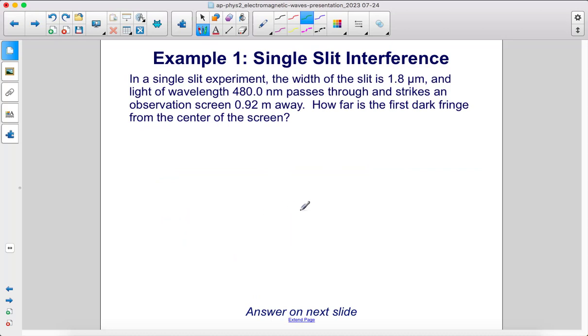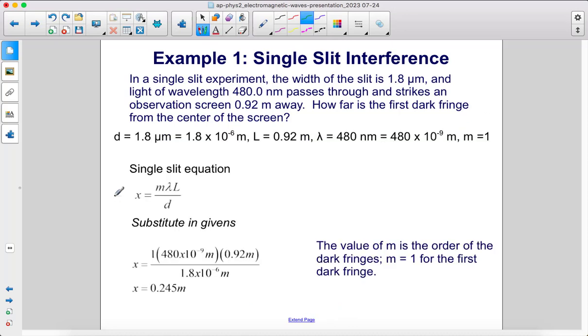In a single slit experiment, the width of the slit is 1.8 micrometers, and light of wavelength 480 nanometers passes through and strikes an observation screen 0.92 meters away. How far is the first dark fringe from the center of the screen? Since this equation is not on the AP Physics 2 equation sheet, let's quickly derive it again. So we have a single slit experiment.